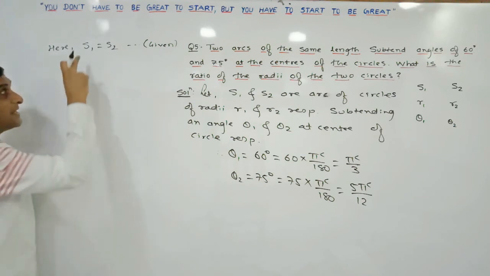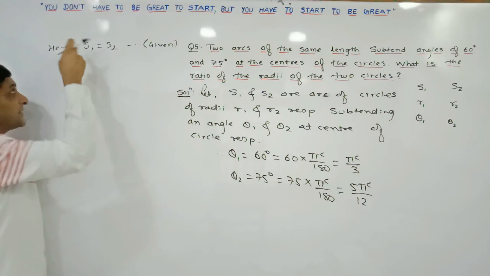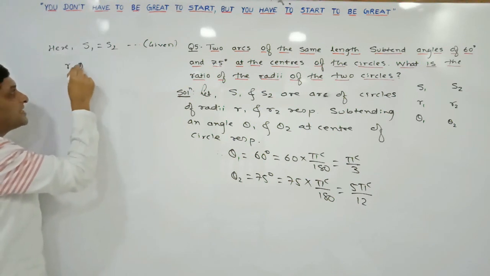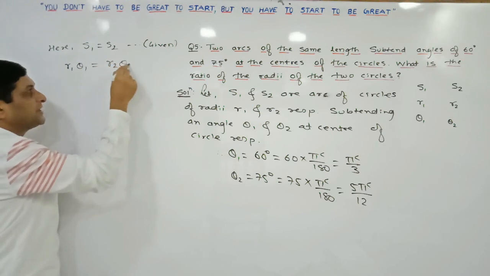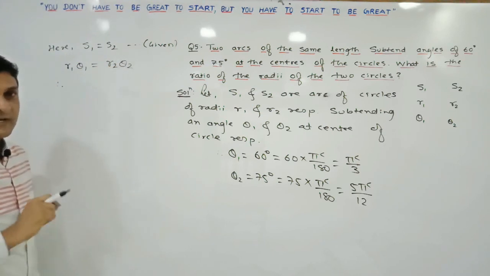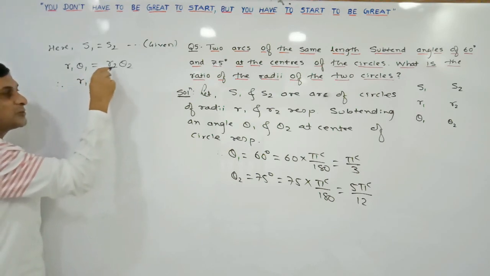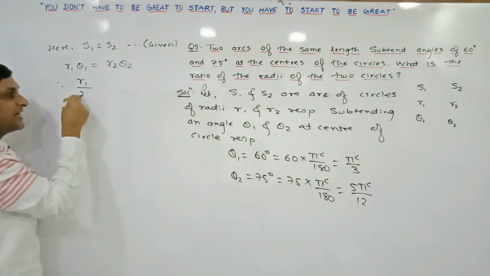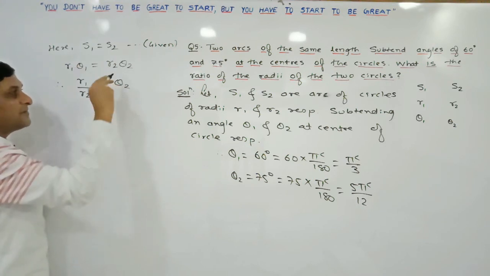But we know that the length of an arc is nothing but what? S is equal to R theta. So S1 will be equal to R1 theta 1 and S2 will be equal to R2 theta 2. Therefore our aim is to find the ratio of the radii, so collect the terms of radius on one side. R1 keep as it is, R2 is multiplied, so on this side it will get divided, and on this side what is the remaining term? Theta 2 divided by what?